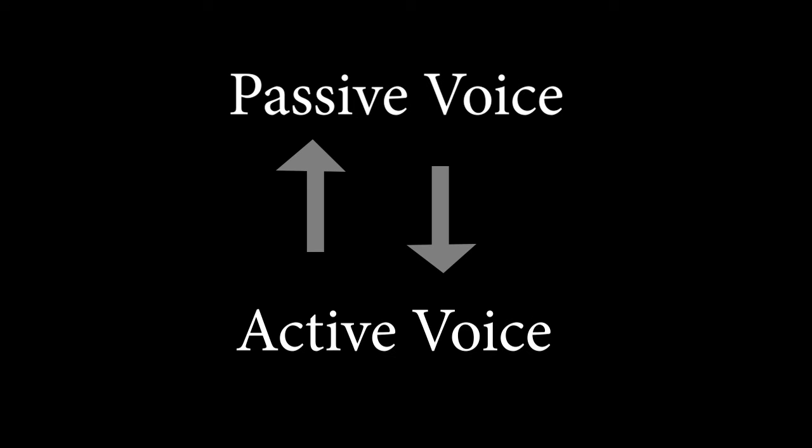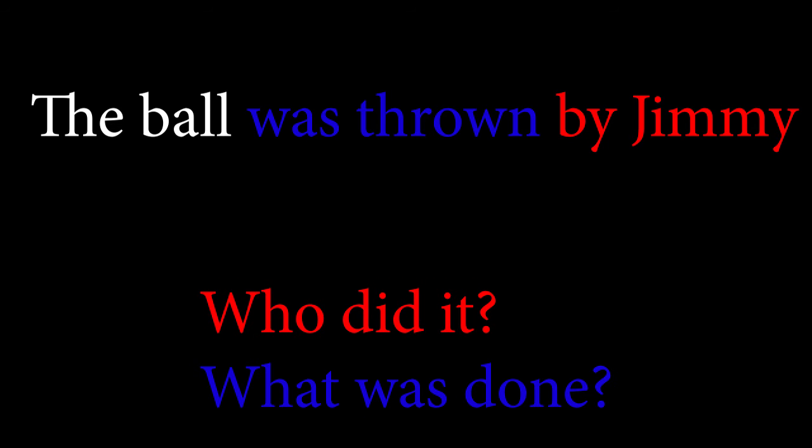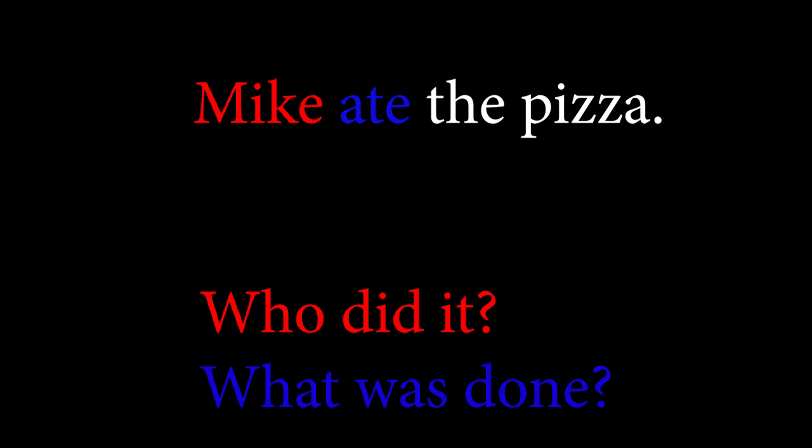So I told you that passive voice is the exact opposite of active. So what do you think is going to happen to the order of these two things? I bet you guessed it. We are going to flip them. We're going to switch them around 100%. So we're just going to say what was done and then who did it. So the ball was thrown by Jimmy. This is now in passive voice because the thing that's being done, throwing, is coming before the person who's doing it, Jimmy.